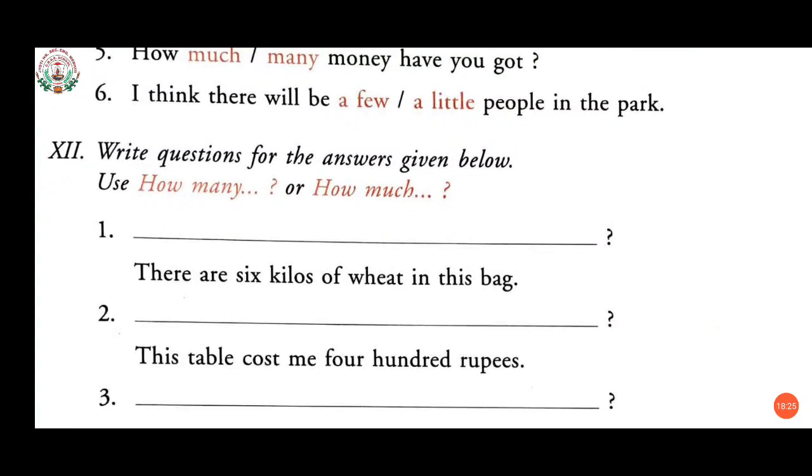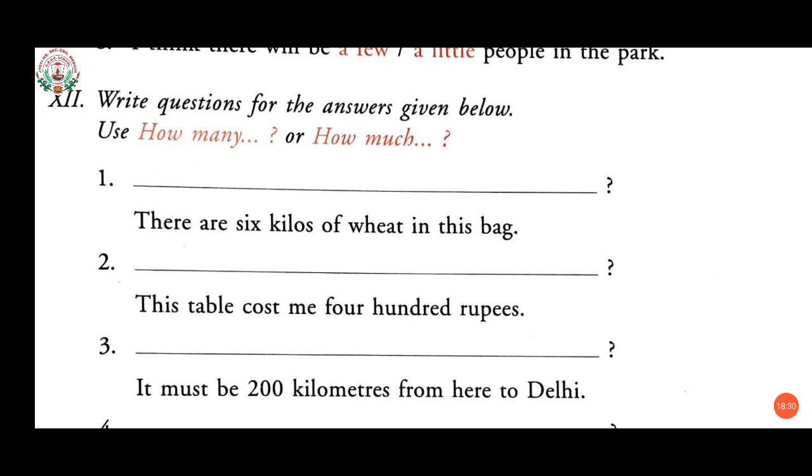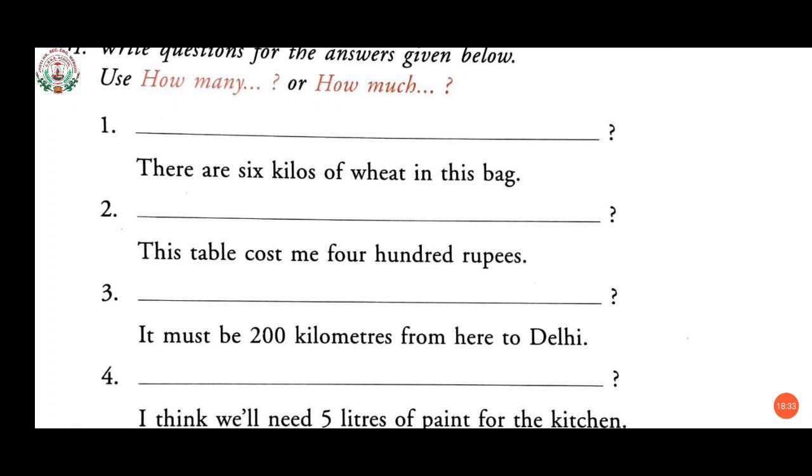Now 12th one is write questions for the answers given below and use how many or how much. So the answer is given here and we have to write a question. So 1 and 2 I want to tell you, and the rest you have to do by yourself, as you all know. The answer is there are 6 kilos of wheat in this bag. How will you make a question for this? How much wheat is there in your bag? That will be the question.